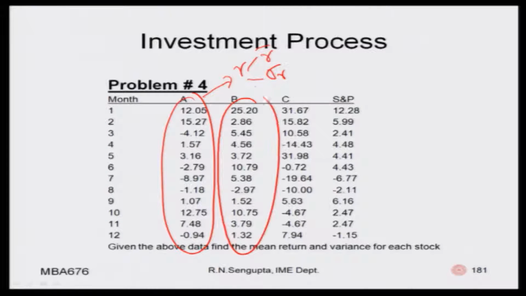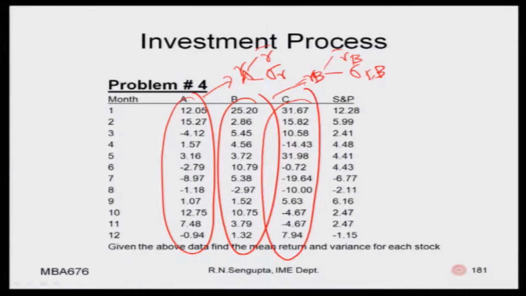Similarly, if you have B, you will first convert it into R, which is the return for B, and this is the return of A. Similarly, you will find R bar of B, and sigma R of B, and find the variance and the expected value and continue. What we also need to find is the correlation coefficient existing between A and B. This A and B does not mean the price, it means the returns A and B, which are random variables, and then you find the covariances and so on and so forth.